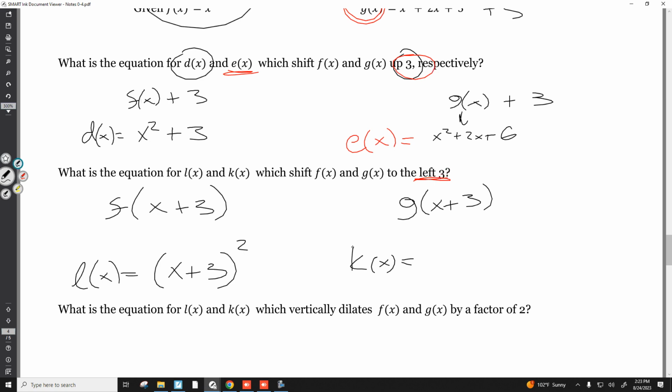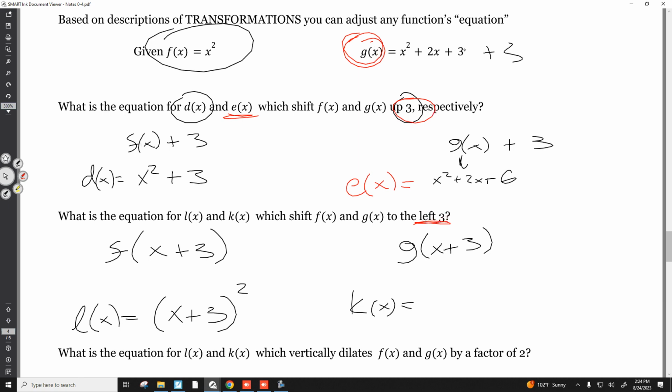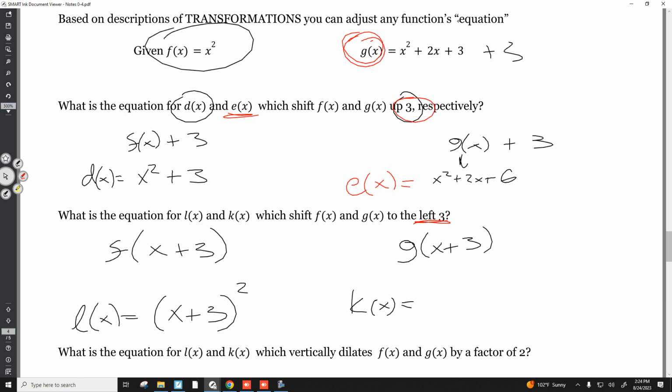We have the x squared plus 2x plus 3 equation. I want to shift this to the left 3. We can't add 3 to the outside because that's taking my y values and adding 3. This is shifting it up 3. I want to negate things so that when I plug in -3, it's like plugging in 0. How can I do that?